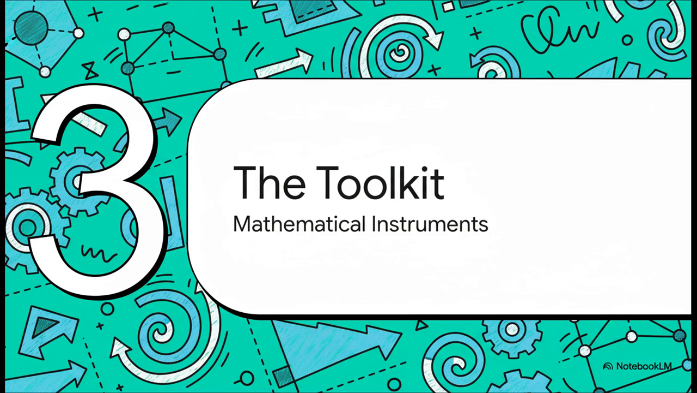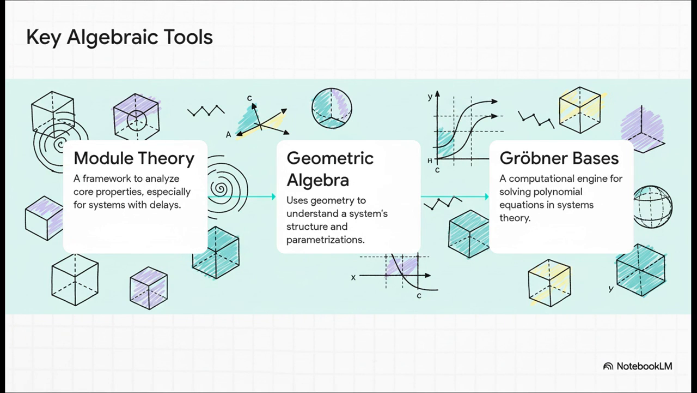So, if you're an engineer holding this blueprint, what tools are you using to analyze it? Well, you can forget about wrenches and screwdrivers. Your toolkit is full of incredibly powerful mathematical instruments. Let's look at 3 of the big ones. First up, you've got module theory. Think of this as a kind of universal language that lets us describe a system's core properties, even for really tricky systems that have time delays. Then there's geometric algebra. This one is all about visualization, using shapes and spaces to really get a feel for the system's hidden structure. And finally, you have the heavy lifter, Groebner bases. These are basically superpowered calculators, an engine for solving the gnarly equations that pop up all the time.